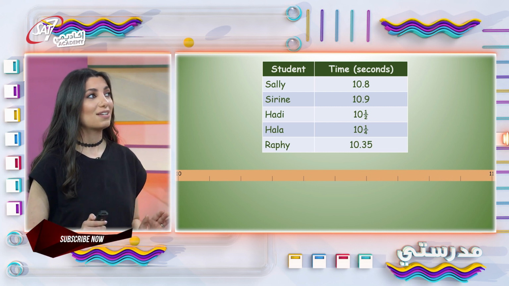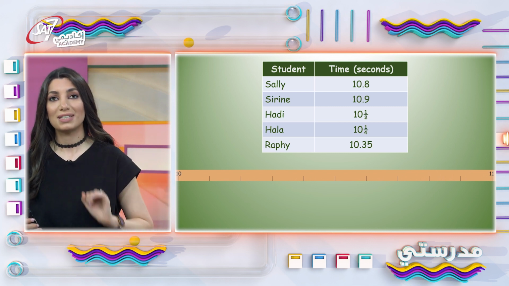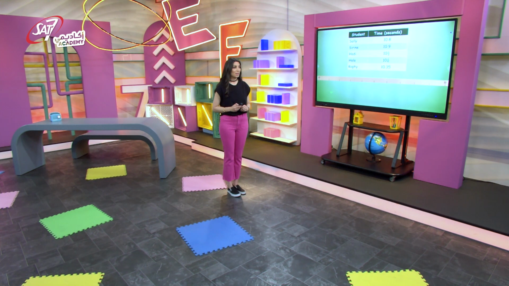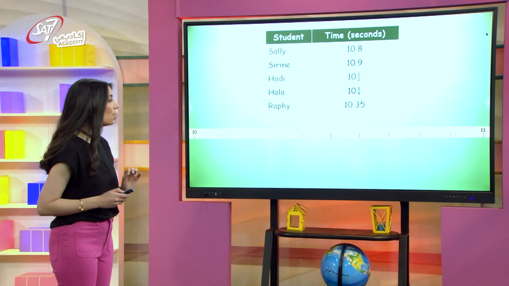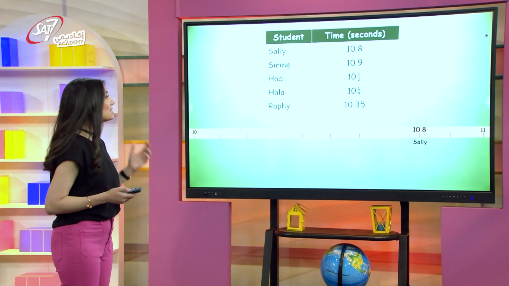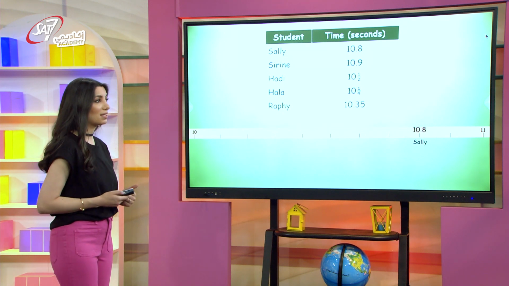All those students ran slightly more than 10 seconds, but less than 11. Sally ran 10.8 seconds. If we divide the gap between 10 and 11 on the number line into 10 equal marks, Sally would be on the 8th mark out of 10. Sirin ran 10.9 seconds, which is at the 9th mark.